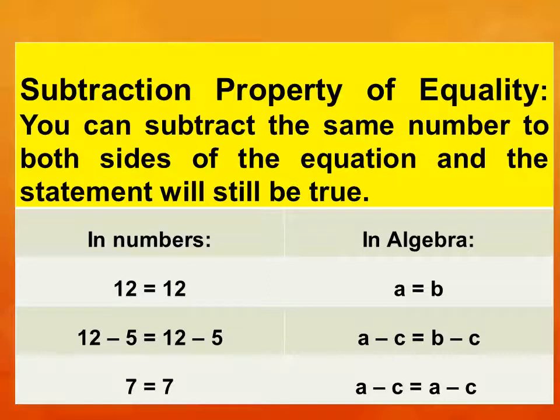In algebra, A = B. If we subtract C from both sides, it becomes A − C = B − C. Or you can also have A − C = A − C or B − C = B − C, since A is equal to B.